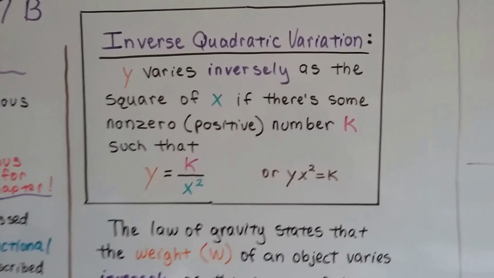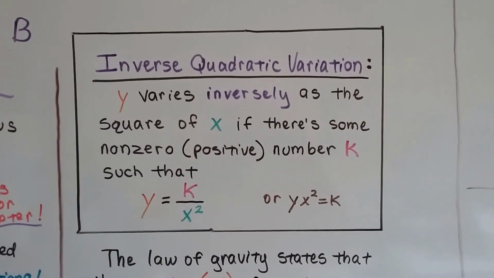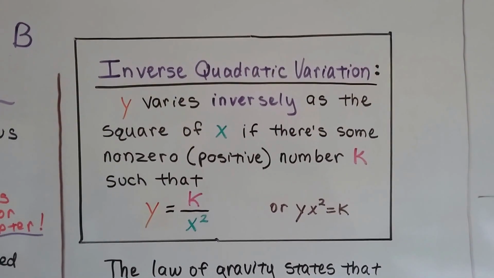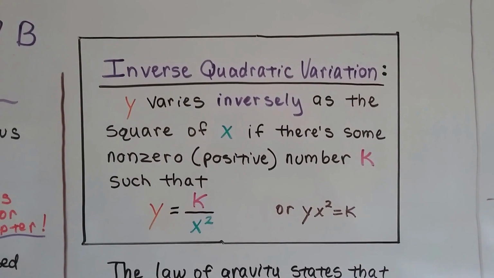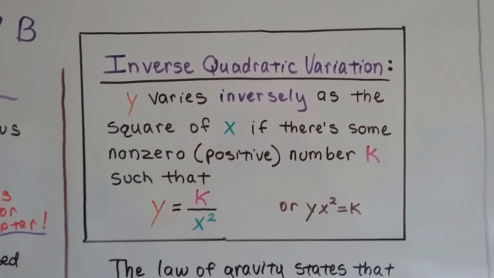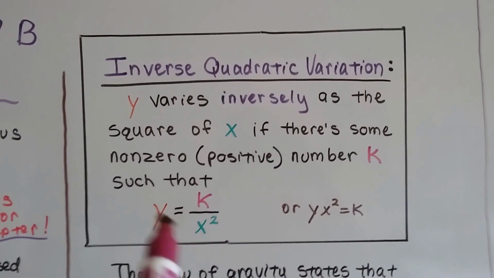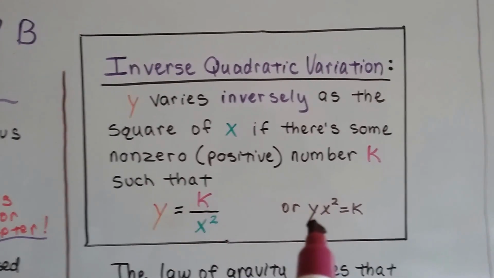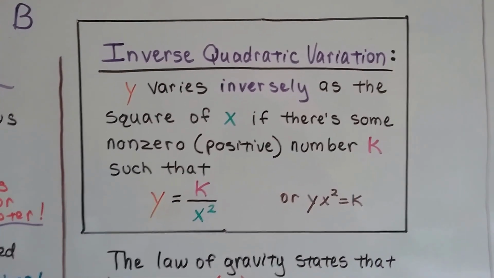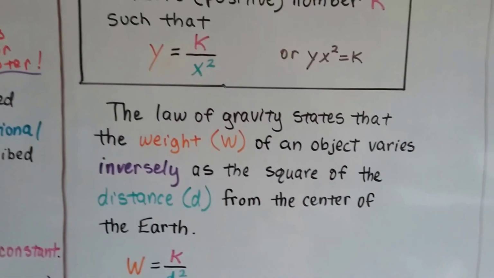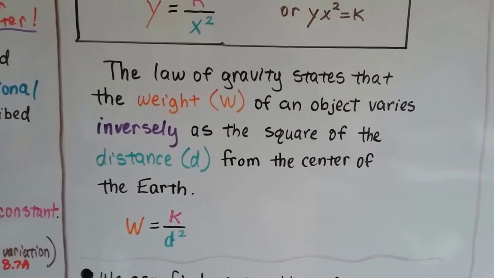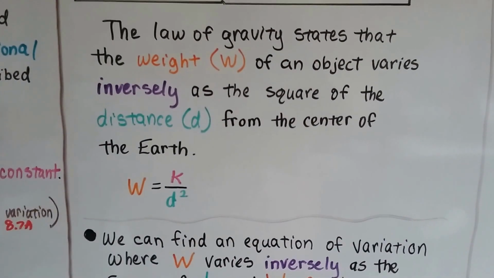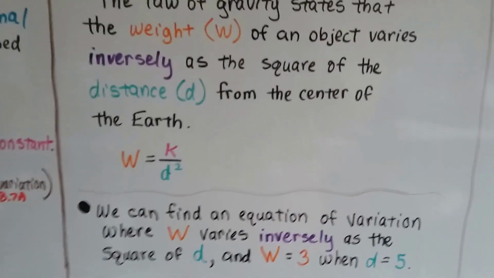See? So inverse quadratic variation, y varies inversely as the square of x. So it's x squared now instead of just x. If there's some non-zero positive number k, such that y equals k divided by x squared. We can also say that these two can be multiplied together to get the k, couldn't we? We could do y times x squared equals k. And the law of gravity states that the weight, w, of an object varies inversely as the square of the distance, d, from the center of the earth. So w equals k divided by d squared.